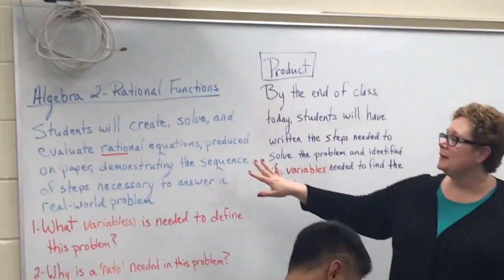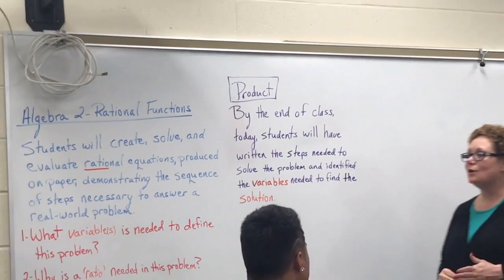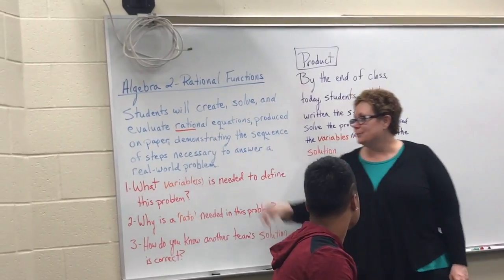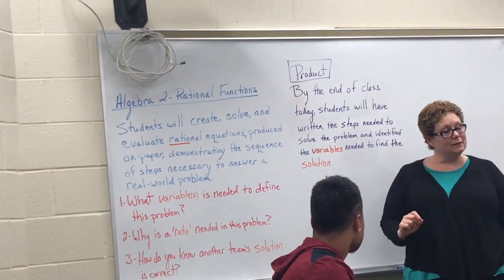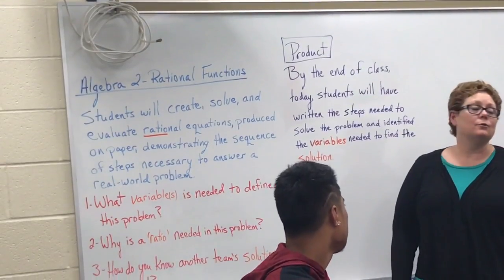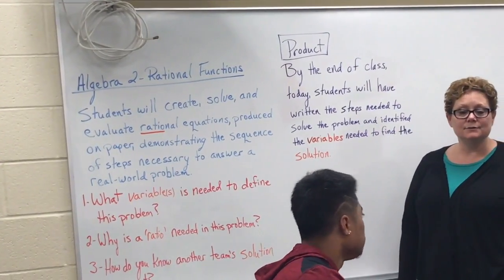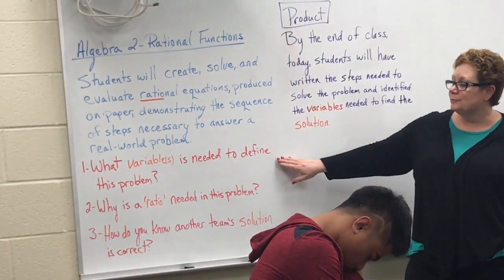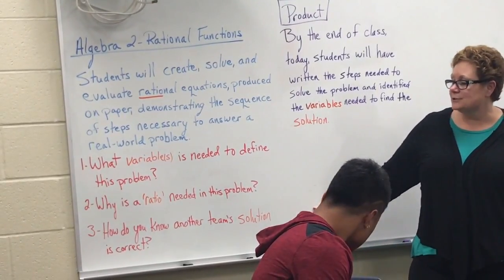Our learning objective right now is you will create, solve, and evaluate rational equations produced on paper, which means you're going to write it out. You're demonstrating the sequence of steps necessary to answer a real-world problem. I've handed out the steps already, we've talked about them. What you're going to be doing is answering these questions.